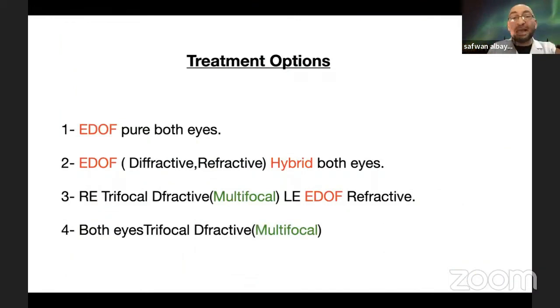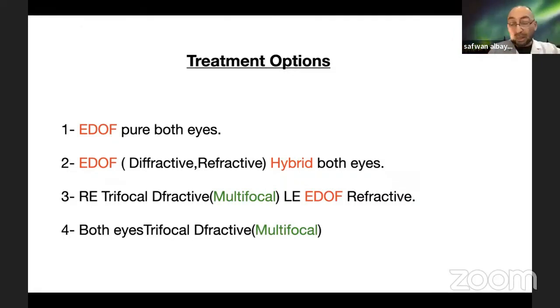Now, in this case, which kind of lens will we use? EDOF pure, that means an EDOF lens that has, as Khalid said, only spherical aberration in the center, with an addition of 0.75 at the cornea; or EDOF diffractive-refractive hybrid in both eyes; or right eye trifocal diffractive and left eye EDOF refractive, because the left eye has more corneal power and higher order aberrations; or both eyes trifocal diffractive multifocal.